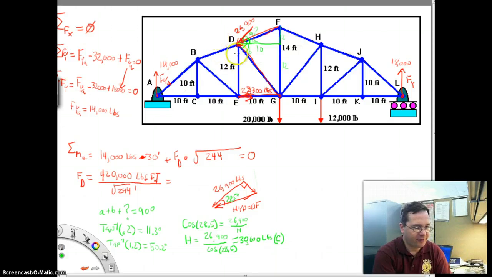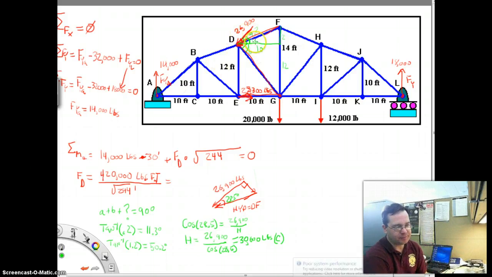So the last thing to figure out are the forces in DG. And let's think about what I know. If I know that the force in DF is 30,600 pounds, I could figure out the leftward thrust here, and I could figure out the rightward thrust here. I know the rightward thrust here, and from that I could get the horizontal component of DG.